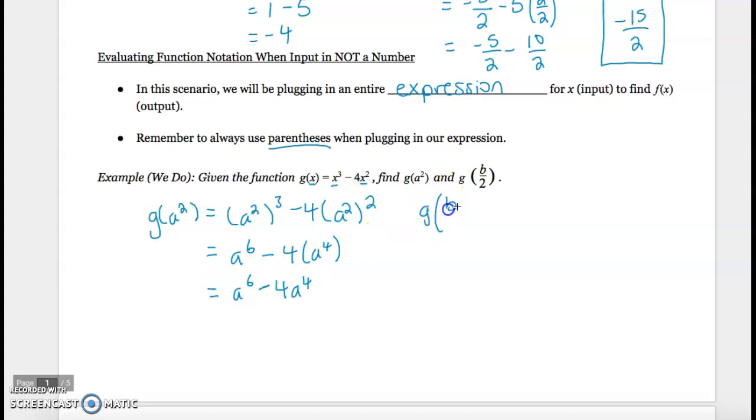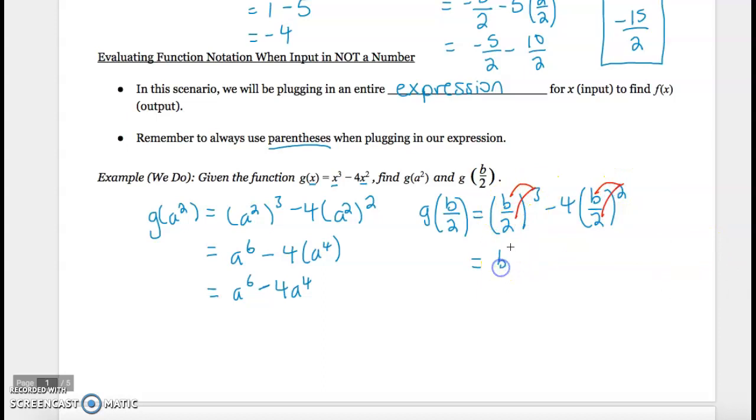Now g of b over 2. Again, if it makes it better for you to write empty places to put an input first and then go back and fill it in, feel free. So b over 2 is what I'm plugging into this function. All right, when you have an exponent on a fraction, you have to apply the exponent to the top and the bottom separately.